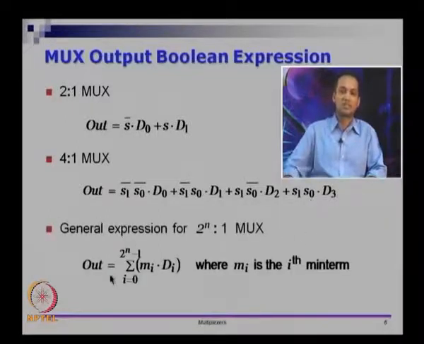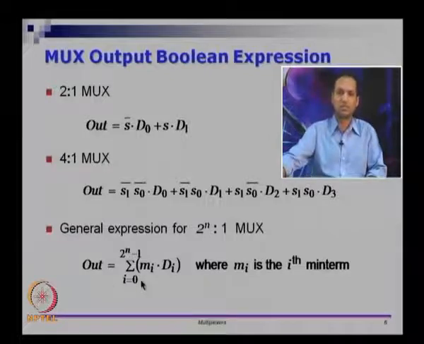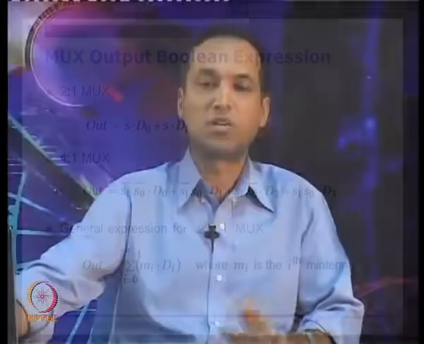In general, the output as a Boolean expression is the logical OR over 2 power n terms, from 0 to 2 power n minus 1, of mi, which is the min term i, and data i, which is the ith line of data. So you take the ith min term and AND it with data input i, and you do it for all the 2 power n combinations. You put a single OR gate with 2 power n inputs, and that will give you the output. This is the general expression for a mux. So go and think about what the expression for a 3 to 1 mux is, for instance. Write it down and check whether it is correct or not.